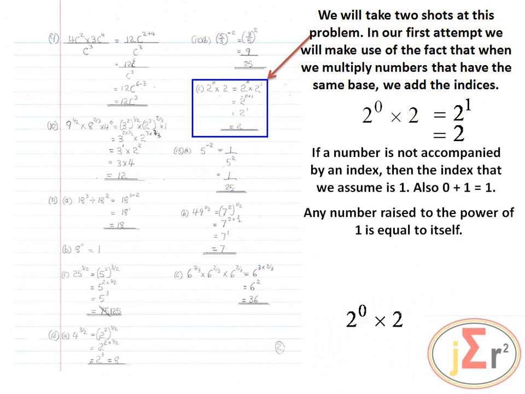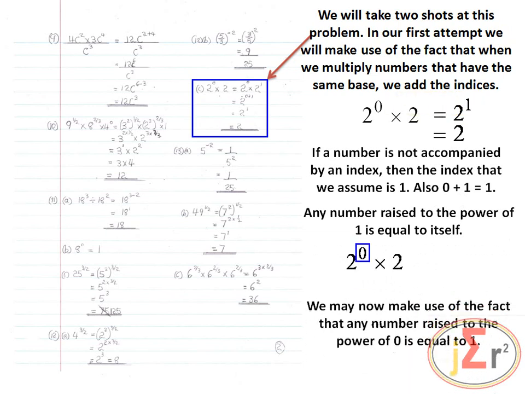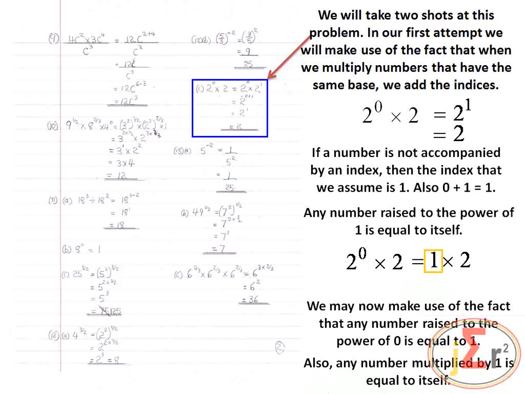Or we may say 2 to the power of 0 is equal to 1. So we may now make use of the fact that any number raised to the power of 0 is equal to 1. Therefore, in the place of 2 to the power of 0, we write 1. And also, any number multiplied by 1 is equal to that same number. So 2 times 1 is equal to 2. That's all there is to it.